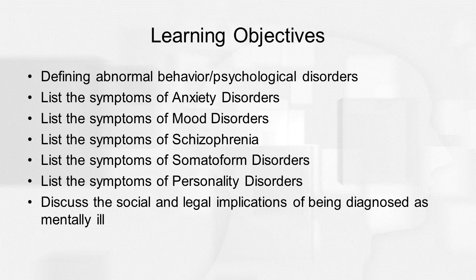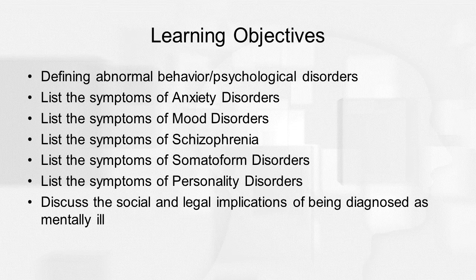These are the things that you need to be successful at and the things that you need to know in order to be prepared for the assessment. One of the things we're going to be talking about in this chapter is defining abnormal. What does it mean to be abnormal? And defining psychological disorders. We are going to be spending some time talking about the DSM.